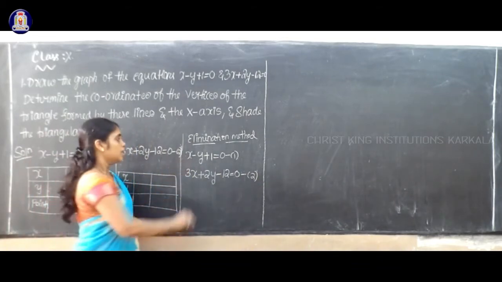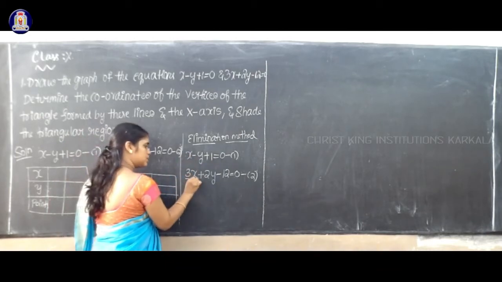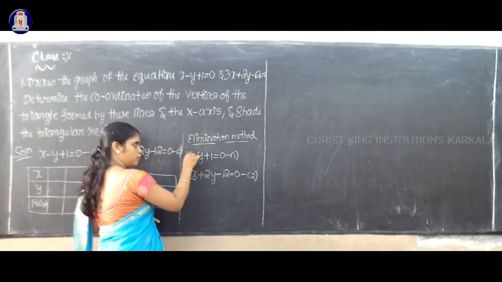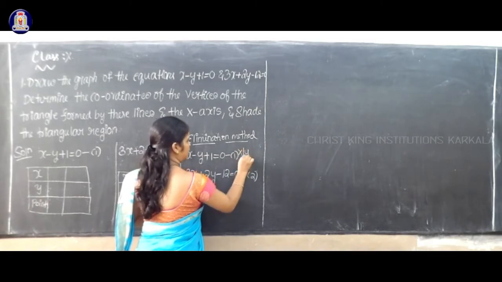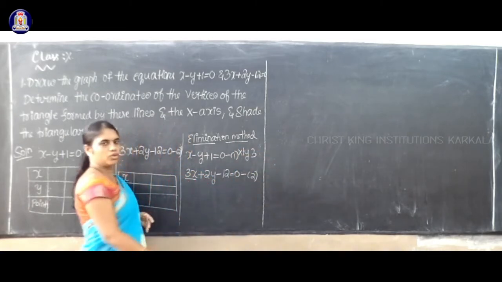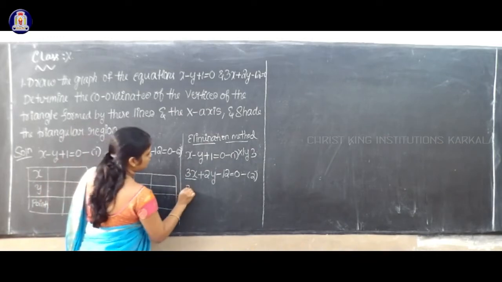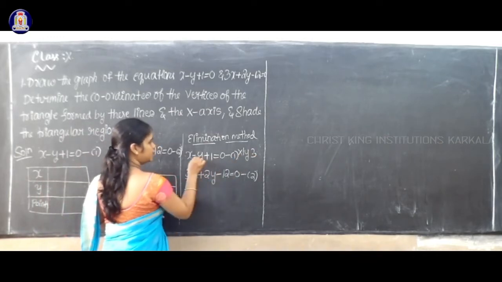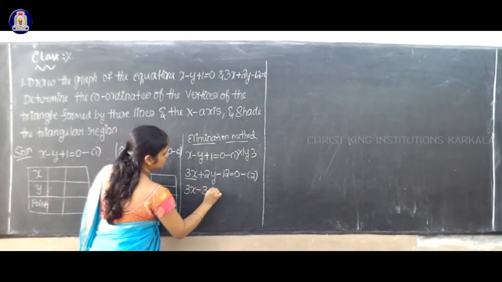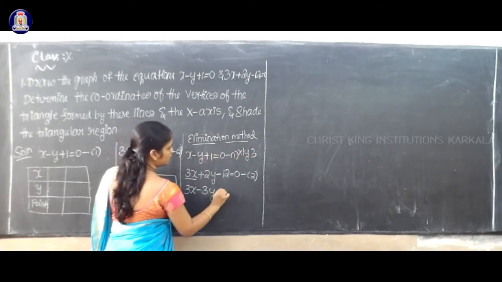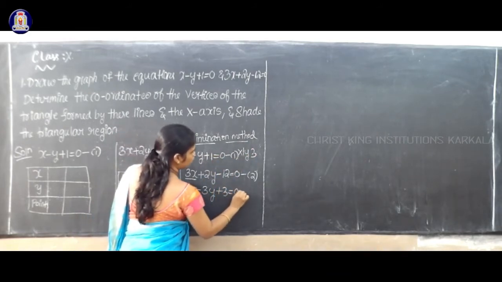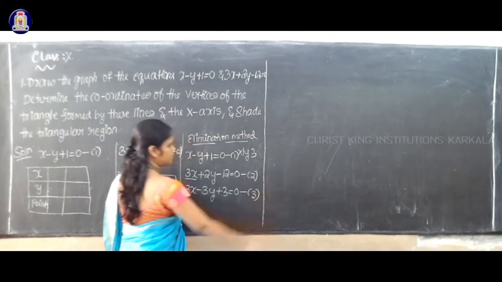The first term in equation 2 is 3x, but here the first term is x. So what to do? I will multiply equation 1 by 3. Multiplying 3 into x gives 3x, 3 into minus y gives minus 3y, and 3 into 1 gives plus 3, equal to 0. I will consider it as equation number 3.